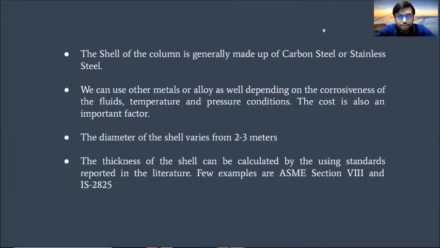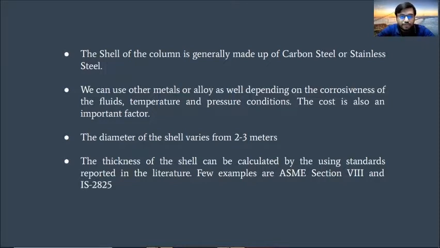Let us discuss more about the shell of a column. The shell of a column is generally made up of carbon steel or stainless steel. Apart from these materials, we can use other metals or alloys as well, but that depends on the corrosiveness of the fluids that will be moving inside the column. The temperature and pressure conditions at which the column will be operating also play an important role in this choice. The cost of the material is also an important factor. The diameter of a shell varies from 2 to 3 meters generally.